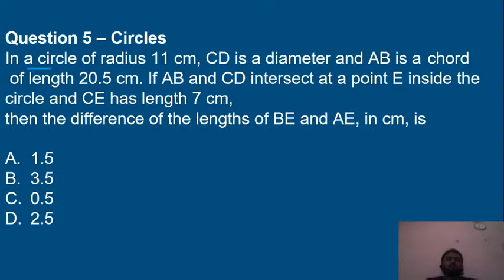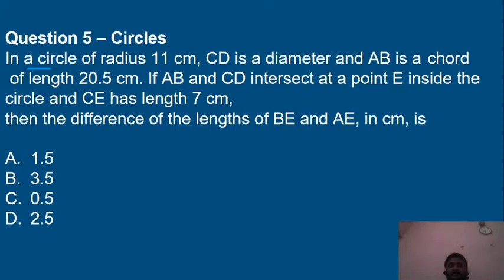Okay guys, so this is a problem on circles, geometry again. In a circle of radius 11 centimeters, CD is a diameter and AB is a chord. Remember, diameter is the largest chord. So we are also going to revise certain concepts. CD is a diameter and AB is a chord of length 20.5 centimeters.